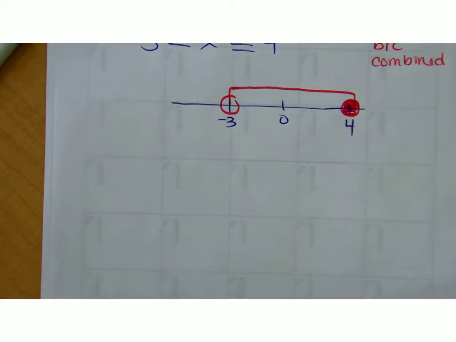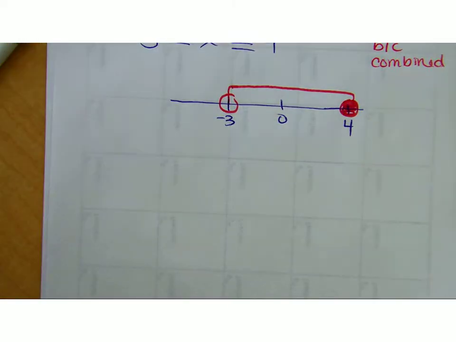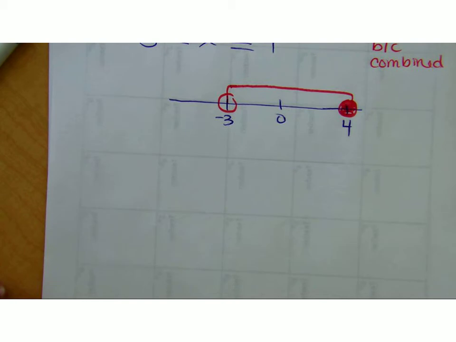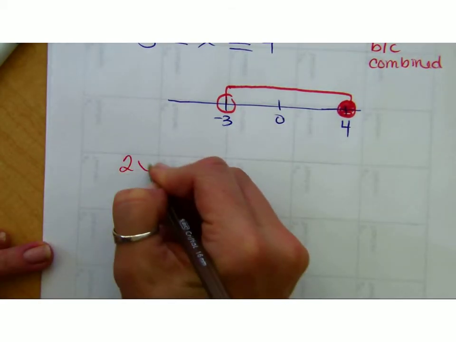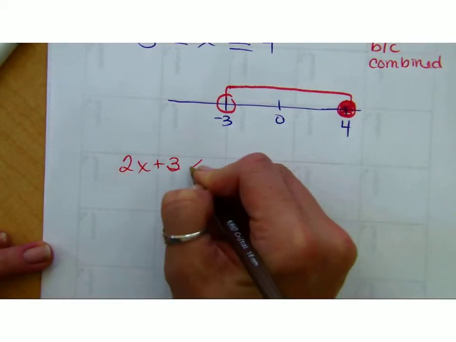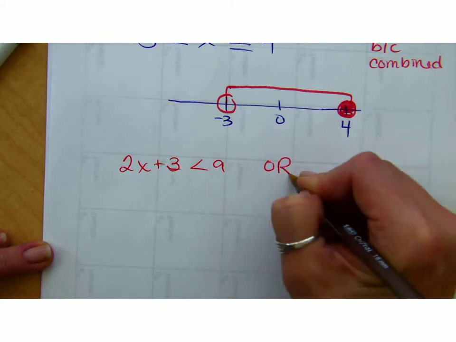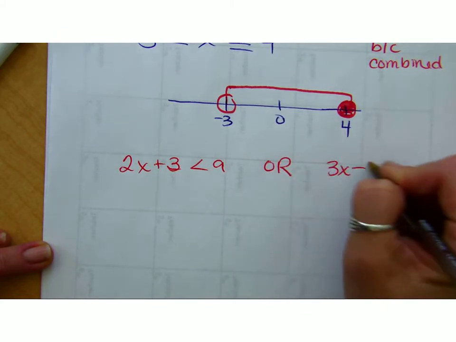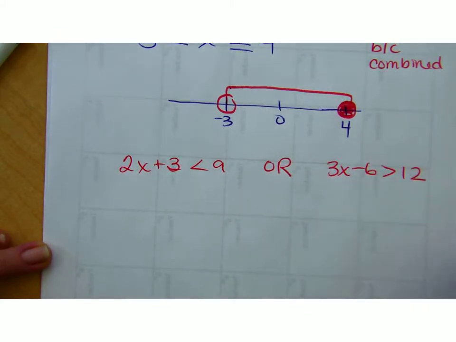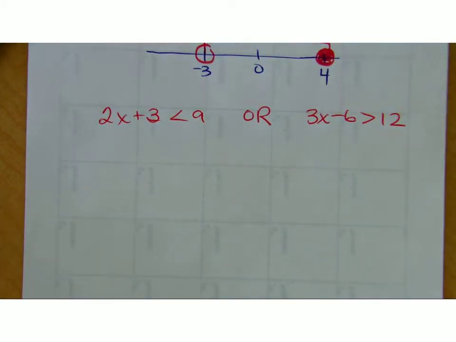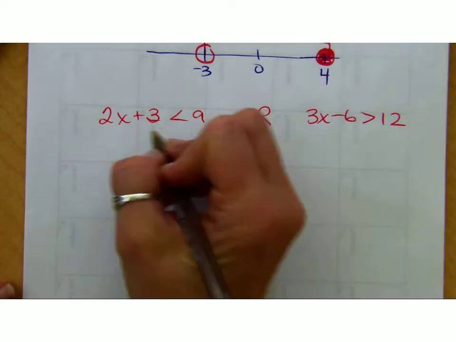I've got to throw in an or. Let's say 2x plus 3 is less than 9, or 3x minus 6 is greater than 12. So guess what? Because it's an or, you don't have a choice. You have to solve them as 2. It's like 2 problems in one. Solve this one, solve this one. At the end, you have 2 separate inequalities. Graph them. Okay? So let's subtract 3.